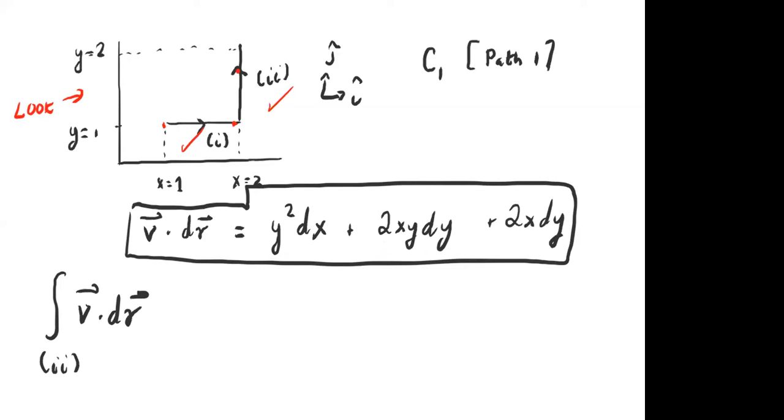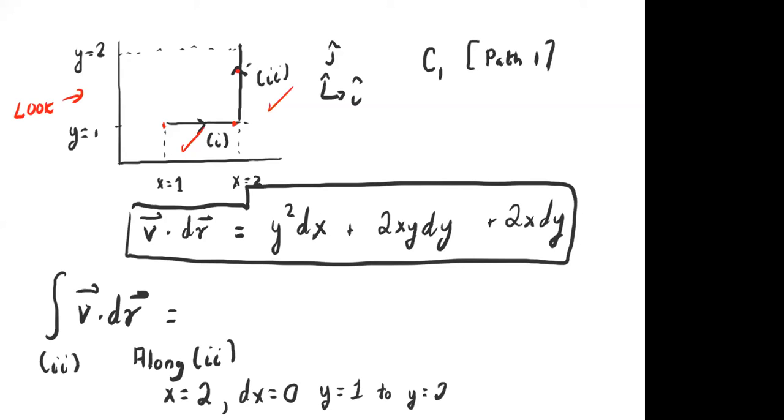Along the path from here to here. So let's set this up along that path. X is a constant, it's 2. So that means that dx, by definition, has to vanish. Y is the only thing that's changing. Y goes from y equals 1 to y equals 2.